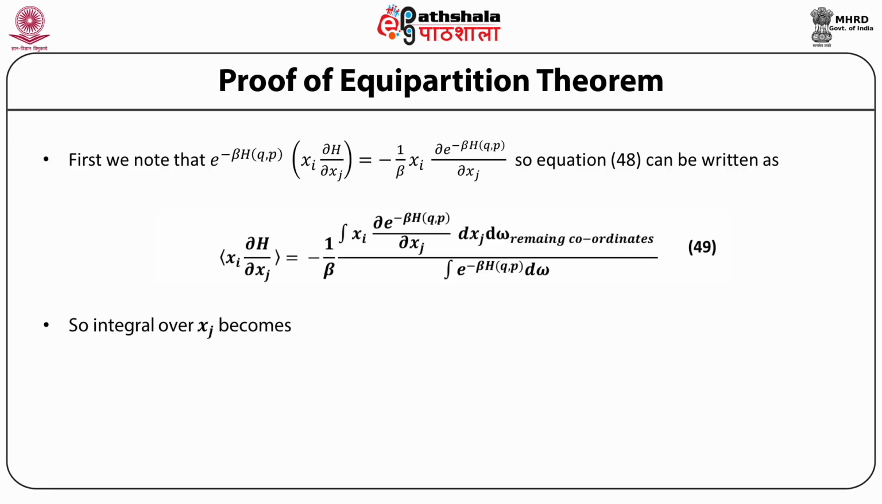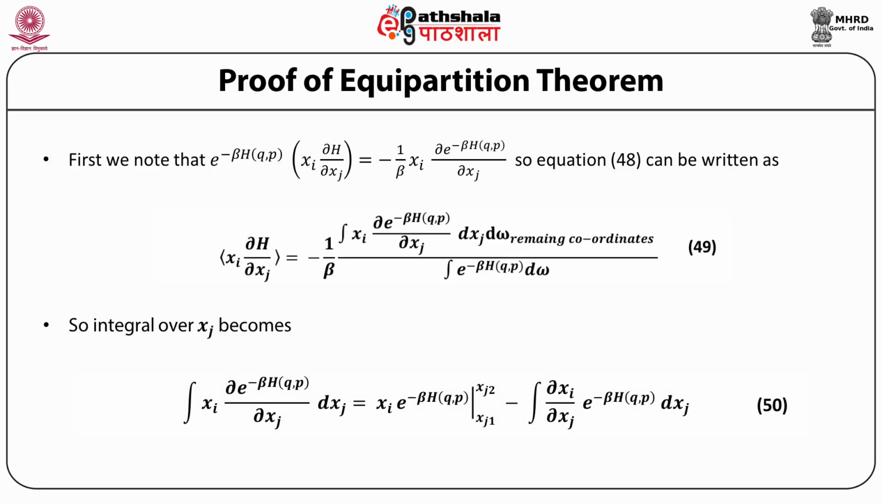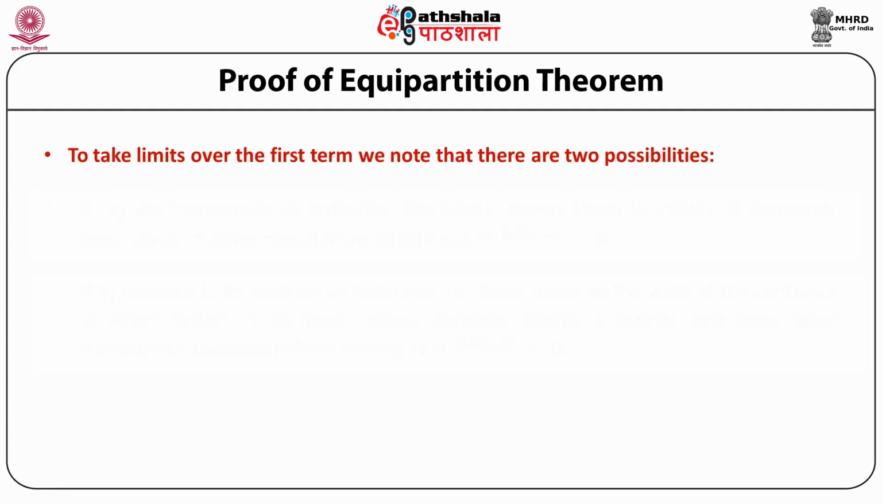So the integral over xj becomes the integral of xi multiplied by the partial derivative of e raised to power minus beta H(q,p) with respect to xj, dxj, which is equal to xi e raised to power minus beta H(q,p) from xj1 to xj2, minus the integral of partial xi with respect to xj, e raised to power minus beta H(q,p), dxj. To take limits over the first term, we note that there are two possibilities.